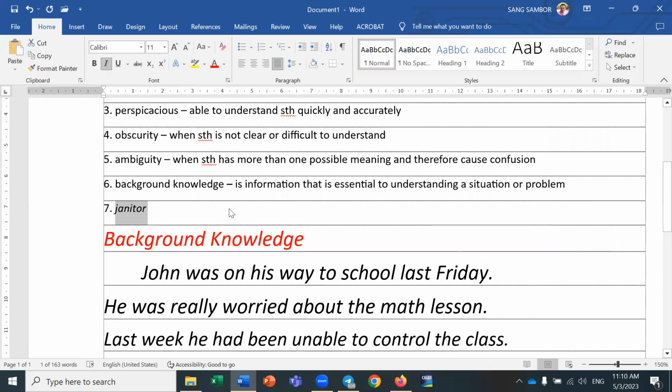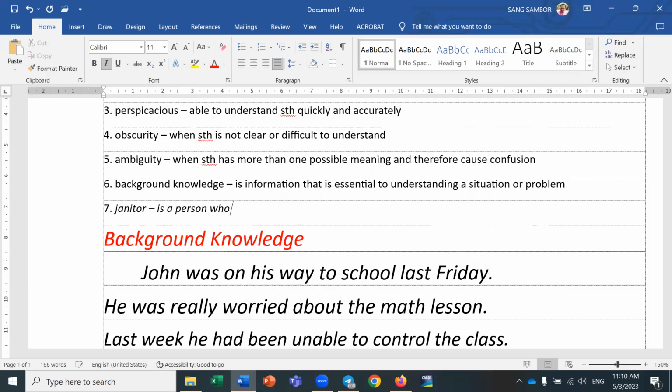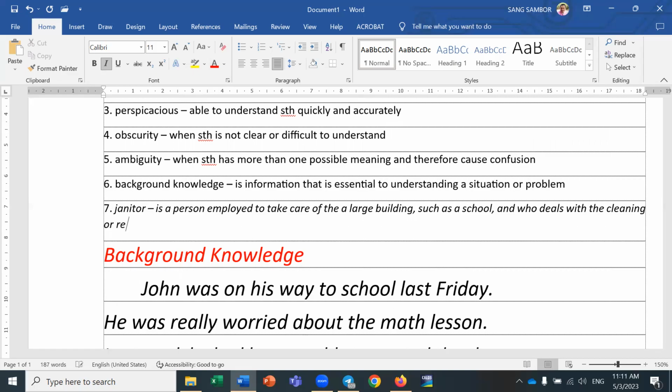Okay. Janitor is a person employed to take care of a large building such as a school, and who deals with the cleaning or repair. Okay, so this is janitor.